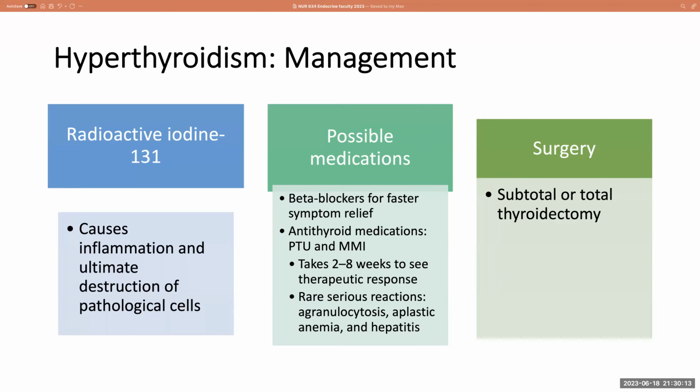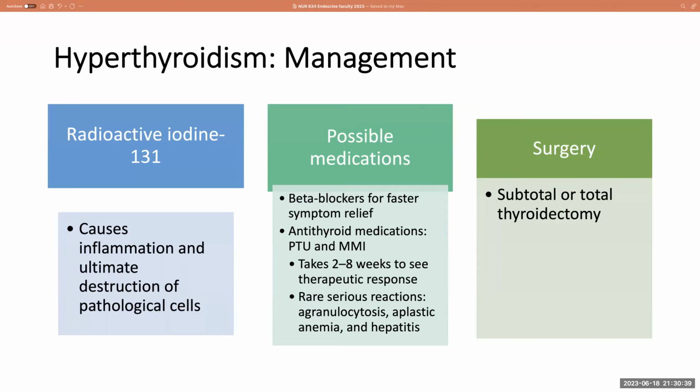Other things they can do is they can do antithyroid medications such as PTU and MMI. It takes 2 to 8 weeks to see a therapeutic response. And there are some serious reactions related to this. They're rare, but things like agranulocytosis, aplastic anemia, hepatitis, they are rare, however, or a subtotal or total thyroidectomy. These are just some of your possibilities.